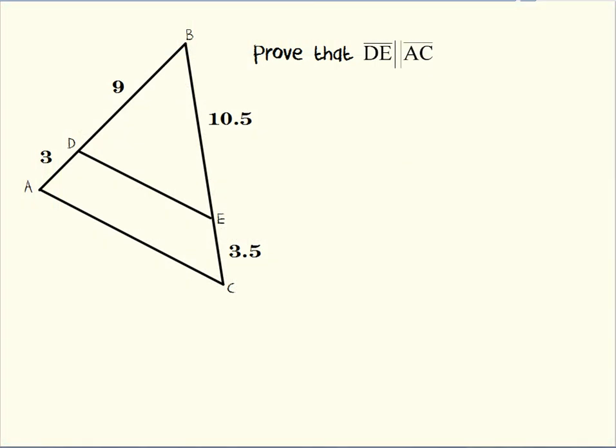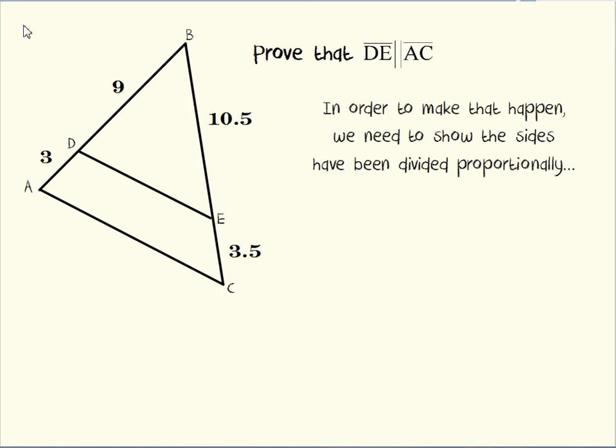Let's take a look. If I need to show or prove that DE is parallel to AC, look at the picture, DE and AC, we need to show that they're parallel. I can use my triangle proportionality. So I can set this up in my proportion 9 over 3 equals 10.5 over 3.5.